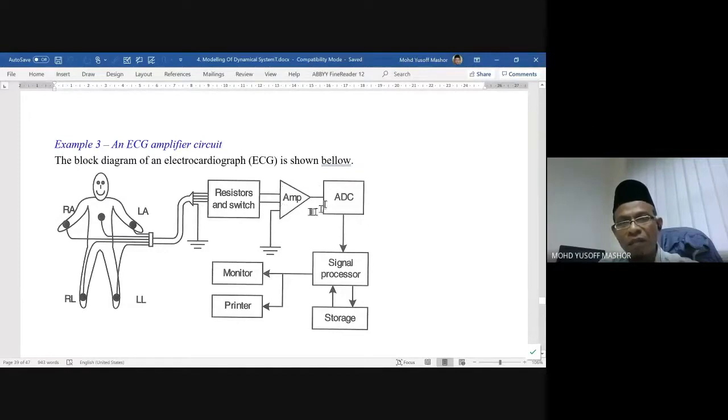So we're going to amplify it into a normal range of the signal that we can display, which is normally between 0 to 5 volt. And then we're going to use an ADC. The signal here is still analog, so we're going to convert that into digital. So the analog to digital converter is here, and then we put it into a microprocessor or signal processor.